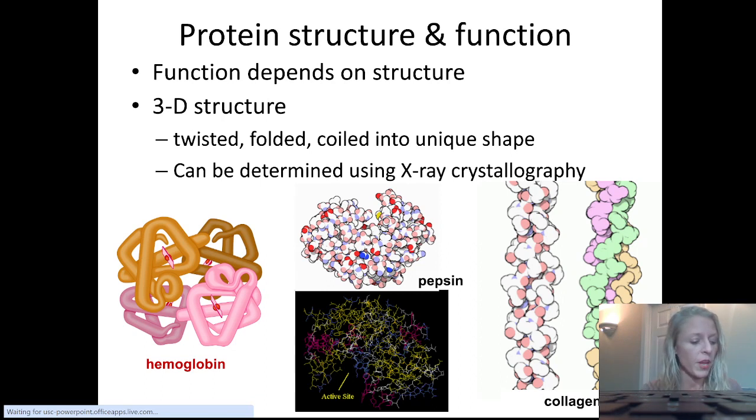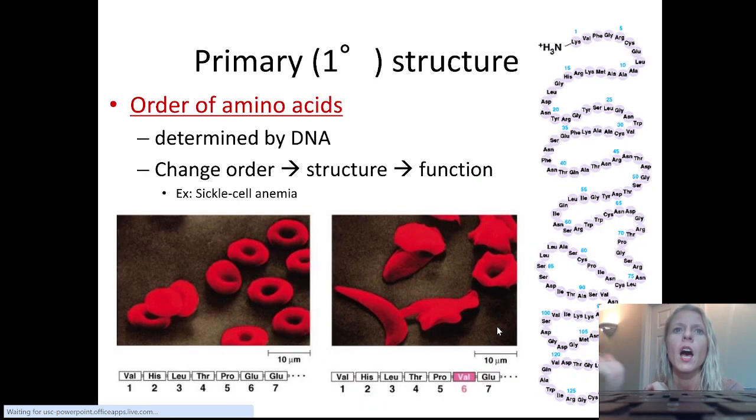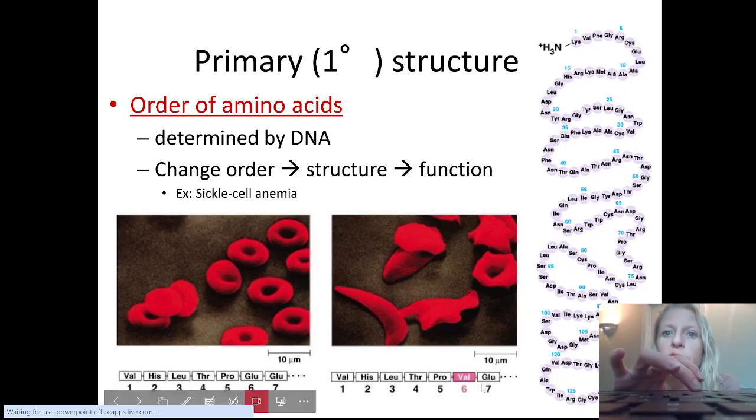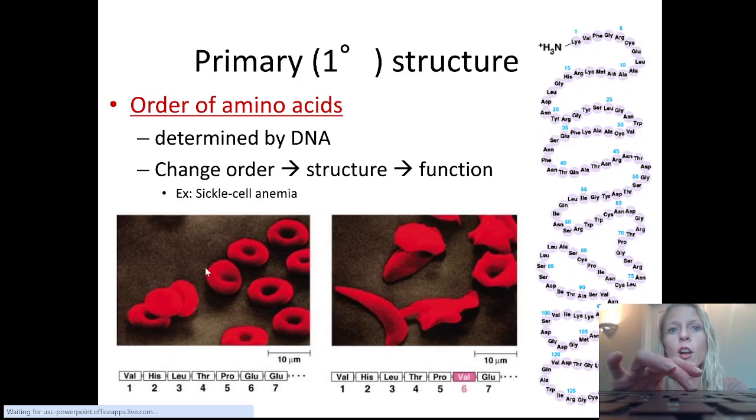So protein structure depends upon function. So our proteins are twisted and coiled into unique shapes. You can see this in one of these photos here using X-ray crystallography. Primary protein structure is the order of amino acids, and this is determined by their DNA. So this is the amino acids connected to each other by peptide bonds. An example of a change to this order of amino acids, okay, is where if we substituted valine for glutamate, we end up with sickle cell anemia, where we have changed our instructions of how to make our protein, hence we end up with a different shaped protein product.